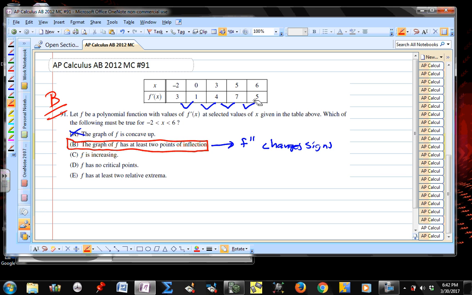Now let's discuss the reasons why the other options are not possible for this problem. Option C, f is increasing. That means f prime is positive everywhere. Well, looking at the data table, f prime has all these positive values listed. However, we don't know what's going on. For example, say in an interval between 0 and 3, maybe f prime somewhere in that interval goes to, say, -1 or -1.2 or negative something. It could happen. We can't assume anything is happening between the data points given. So even though option C could be true, option C is not a situation where it must be true.